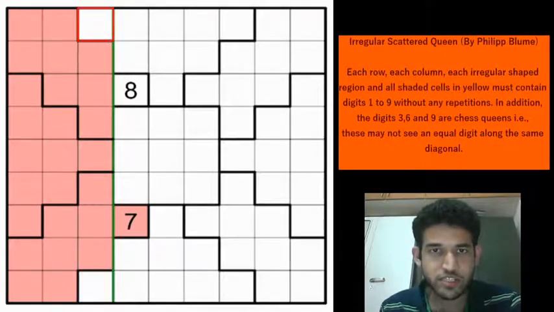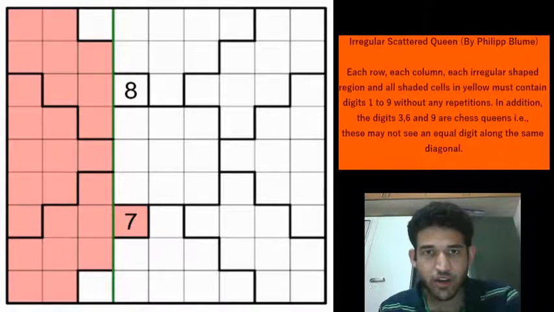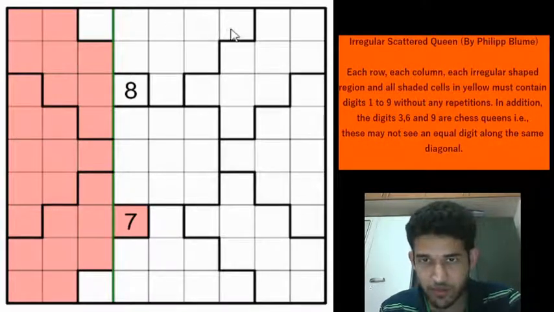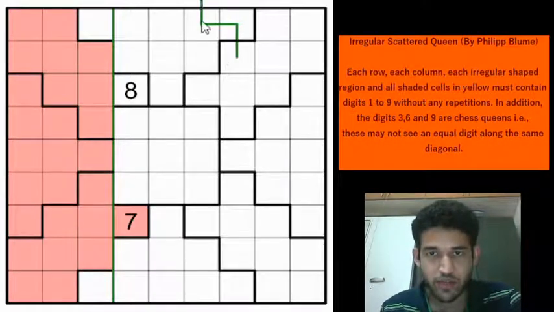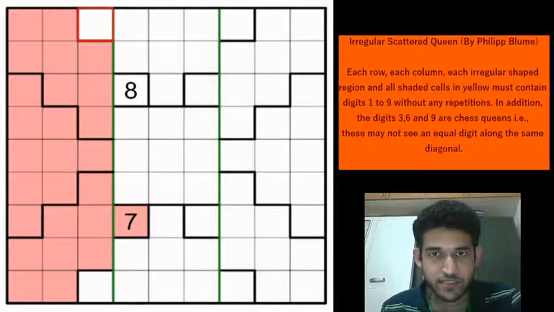We can also use this in-out rule along columns, for example between columns 6 and 7. We can say that these 2 cells, that is row 3 column 6 and row 7 column 6, will be the same as row 1 column 7 and row 9 column 7.